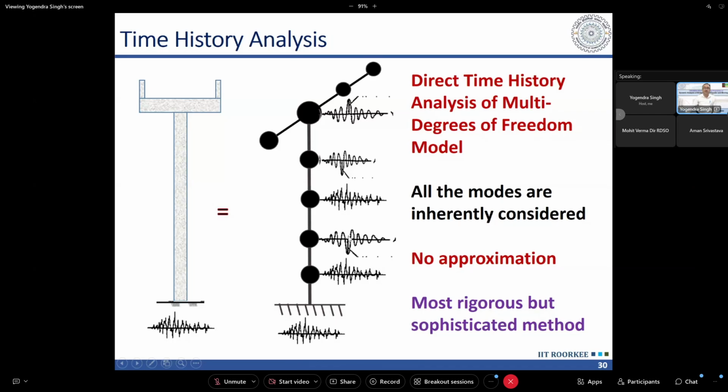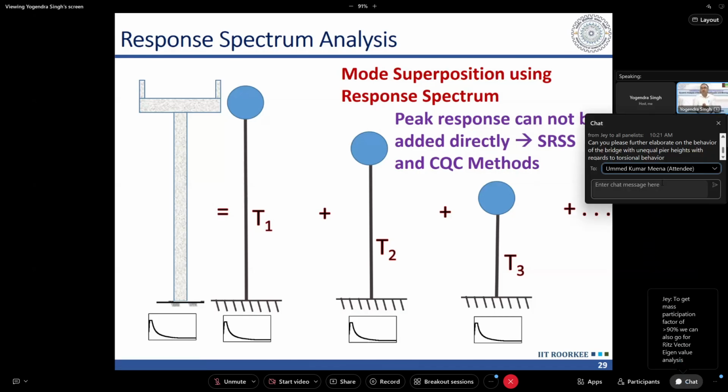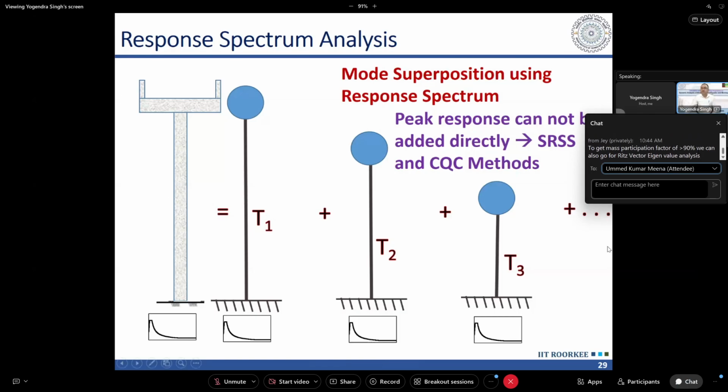And here we get response with time at each degree of freedom, at each node. And here we are not having any approximation, and this is the most rigorous analysis method. So if it is not possible to use mode superposition method, we should be very clear that mode superposition method is applicable only when we are getting the modes to have 90% mass participation. Otherwise, this will be erroneous.